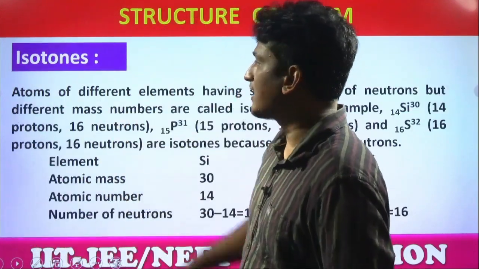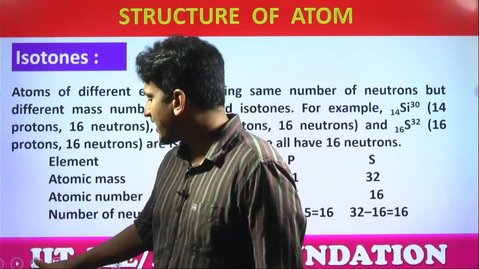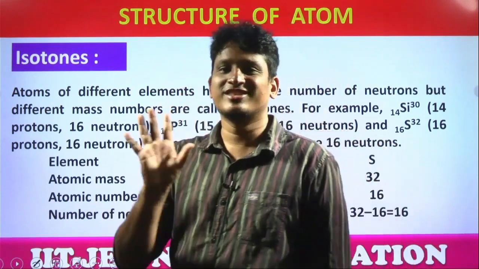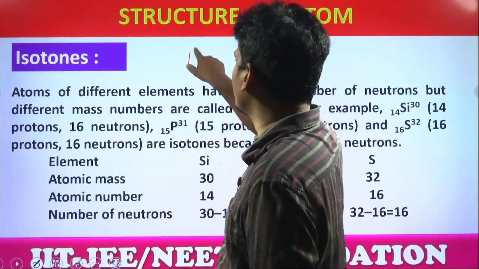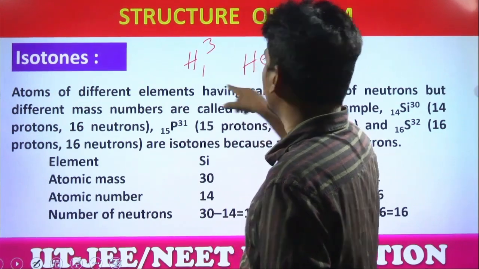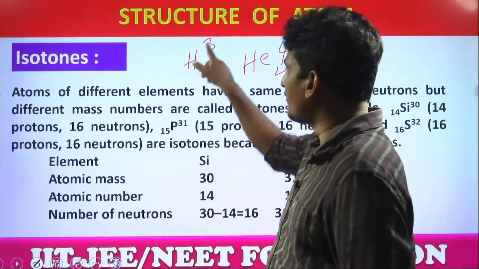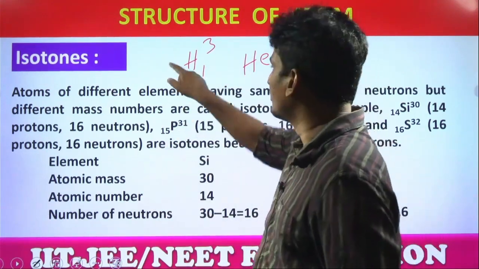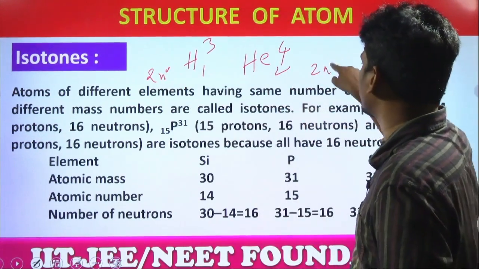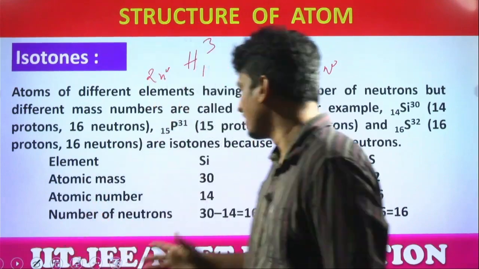Next, last, isotones, students. Isotones means atoms with different atomic number, different mass number, but equal neutrons. They are called isotones. For example, 1H3 tritium and helium. Atomic number different, mass number different. Find the neutrons: 3 minus 1, 2 neutrons are there. Find the neutrons: 4 minus 2, 2 neutrons are there. They contain equal neutrons, or not? They are called isotones. That's it, simple.